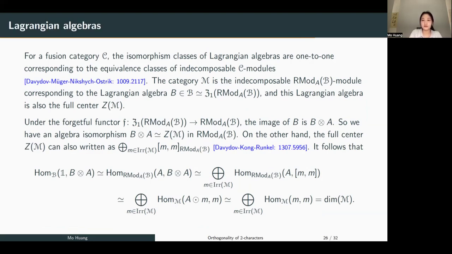in this module category. On the other hand, the full center of M can also be written as this direct summand. It follows that the hom space in B from the tensor unit to B tensor A is equivalent to the dimension of M.